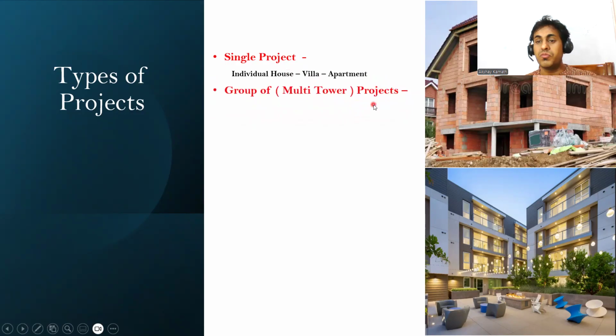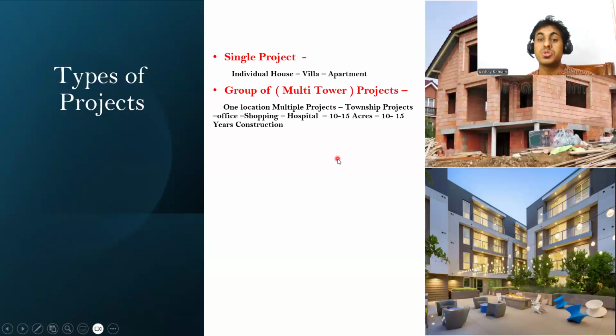Next one is called a group of projects, or you can call it multi-tower projects. That means in one location there are multiple projects happening. For example, a township project is a good example of a group of projects. In a township project, you have 10 to 15 acres of land, and the construction will happen for 8 to 10 years. You have apartment construction, a school construction, an office construction, and hospitals happening there. So in 10 to 15 acres of land, you find all types of construction happening. This is called a group of projects or multi-tower projects.